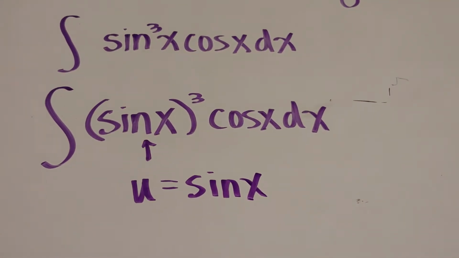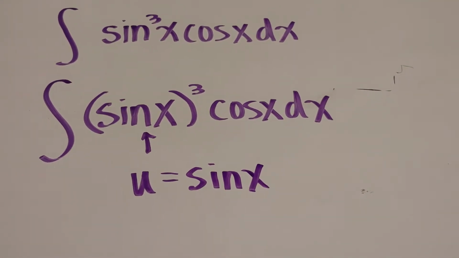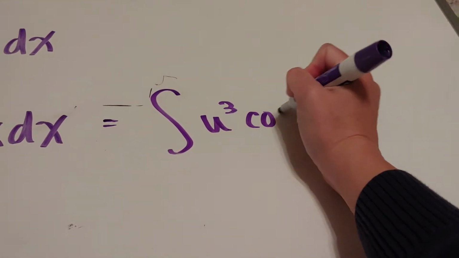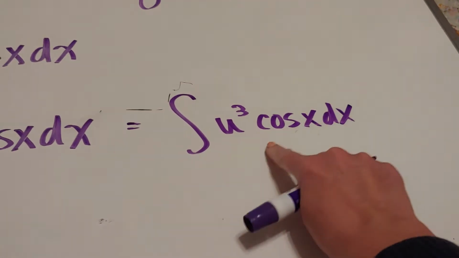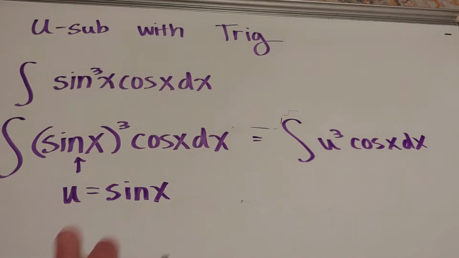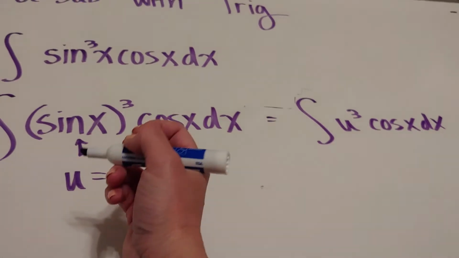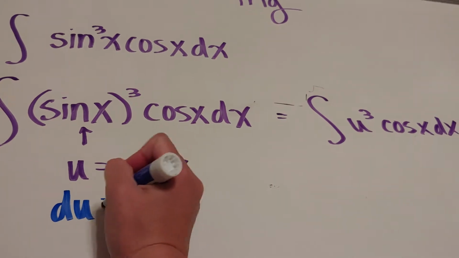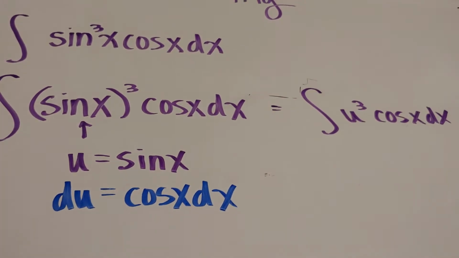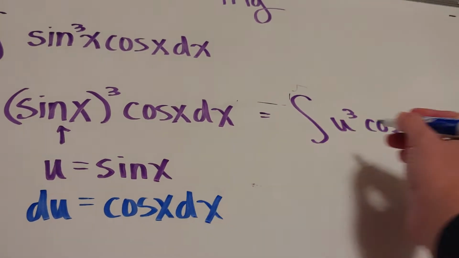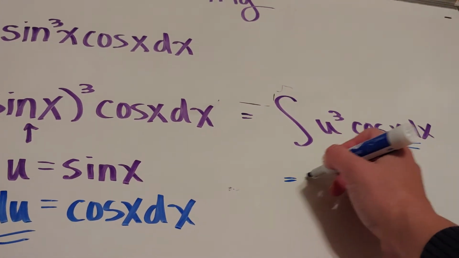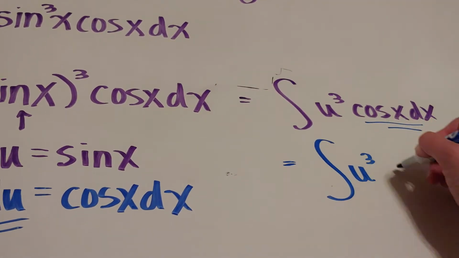Right now, if I make that trade, I'm going to have u cubed cosine x dx. So I still have to trade out the cosine x dx. This is where it becomes important that we figure out what du equals. The derivative of sine is cosine x dx. This is a perfect trade, so everything that's left is going to trade for du. So this will just turn into the integral of u cubed du.